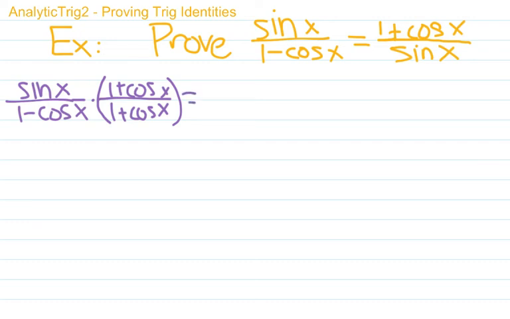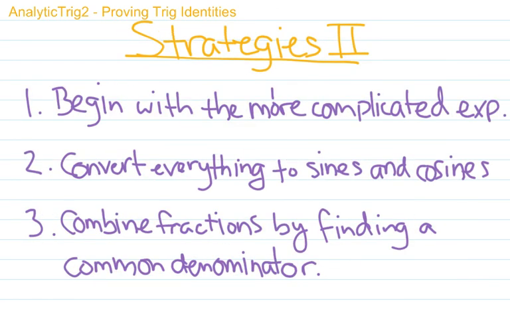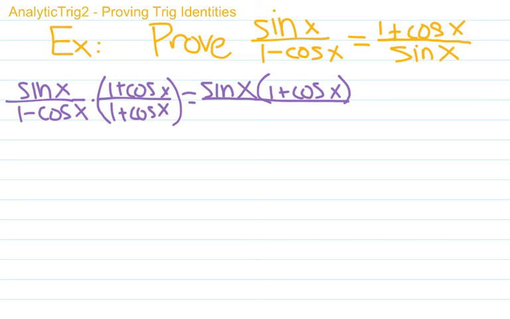And so what I get is sine x. And I'm going to leave the top the same. But I will use the difference of two squares with the denominator. So cosine squared x. In other words, cosine x, quantity squared.